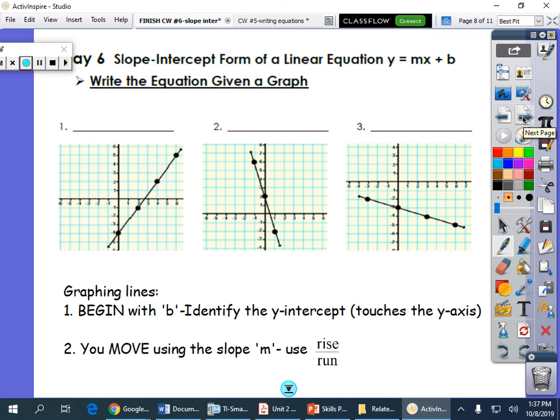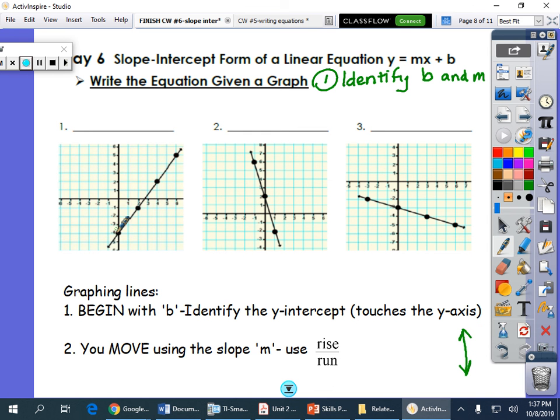Okay, classwork 6, we're writing the equation when you're given a graph. So you first need to identify B and M. Down here, graphing lines begin with B, identify the y-intercept. Remember that touches the y-axis, that's the vertical axis. And then you move using the slope.